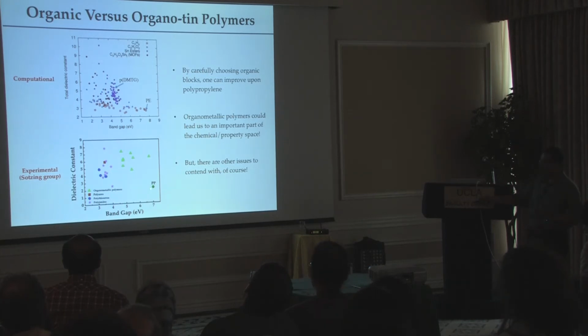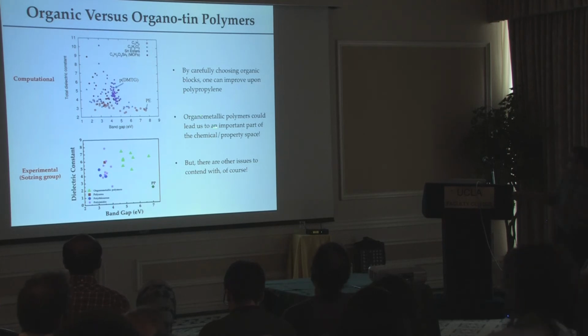Organic polypropylene, polyethylene there, and then our experimental colleagues considered a variety of other organics as well, polyurea, polythioureas, we already discussed that, but also organometallic, meaning just tin containing polymers, they are all up here. So the point is, by carefully choosing organic blocks, one can improve upon polypropylene. That was the first part of my story.